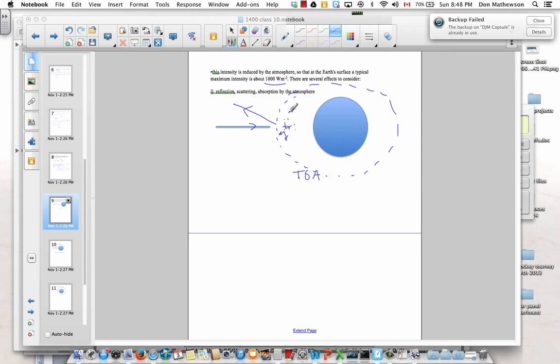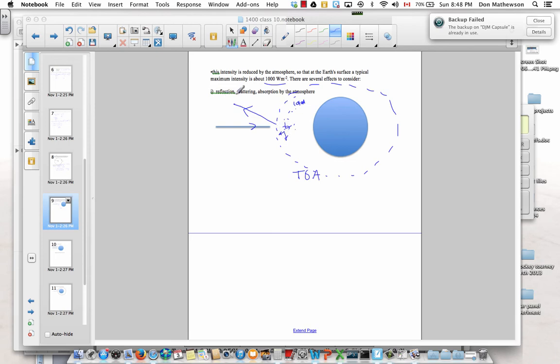Lastly, some of the molecules of gas in the upper atmosphere will actually absorb that radiation, and that will put them into a higher vibrational state, so they'll vibrate back and forth. And that energy is then absorbed by the atmosphere and not reaching the surface. So we've got reflection, scattering, absorption by the atmosphere. Now, there are other reasons why the 1400 out here gets reduced to 1000 on the surface.